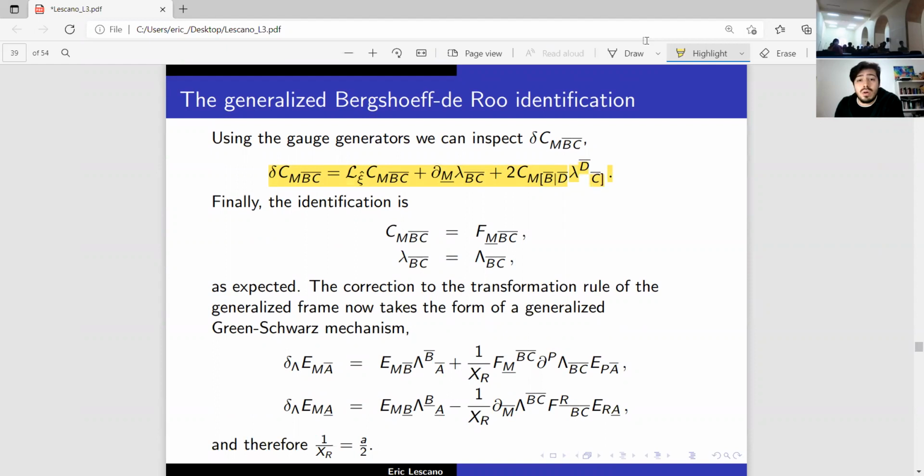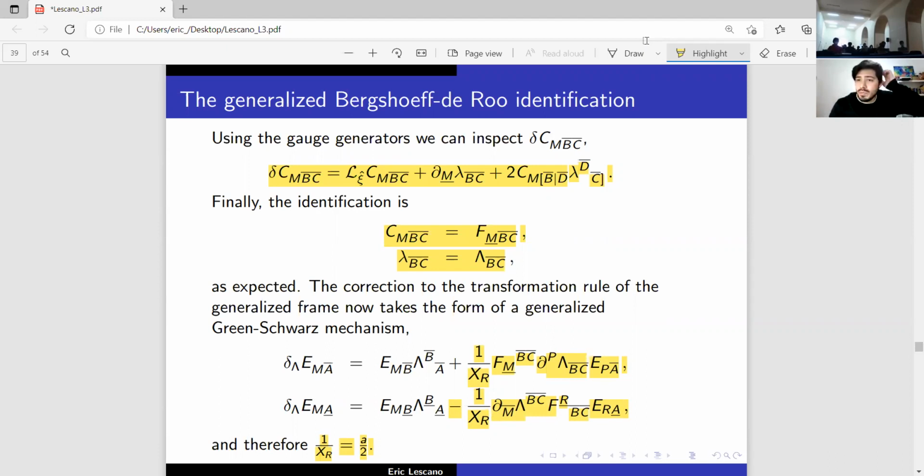So we can identify this object in this way. This is very expected to us. And the correction to the transformation rule of the generalized frame now takes the form of a generalized Green-Schwarz mechanism. We could obtain this mechanism with this definition of the XR parameter. We obtain this Green-Schwarz mechanism, but from a geometric point of view or from a geometric principle.